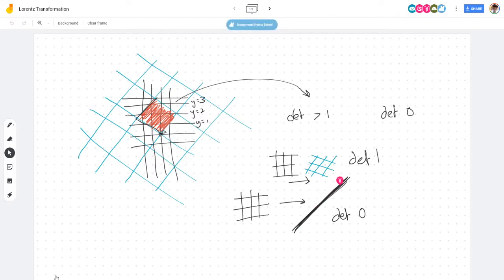So what this means is essentially there may be multiple points here. Okay, but you don't know where they've come from, which means there's no inverse. So now you can immediately see why for an inverse to exist, it needs to have a non-zero determinant. Does this make sense to everyone? Yeah.